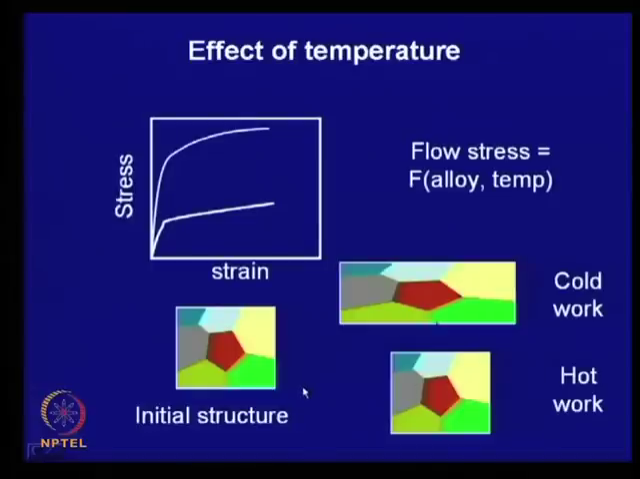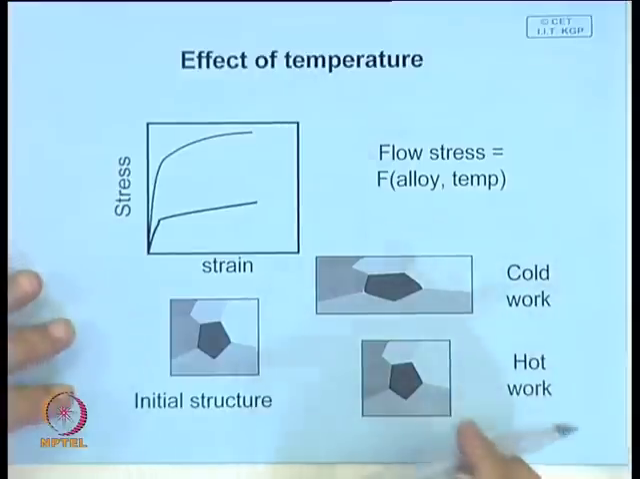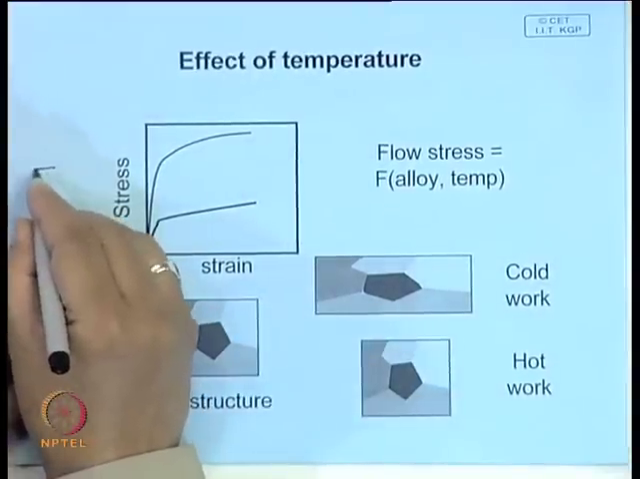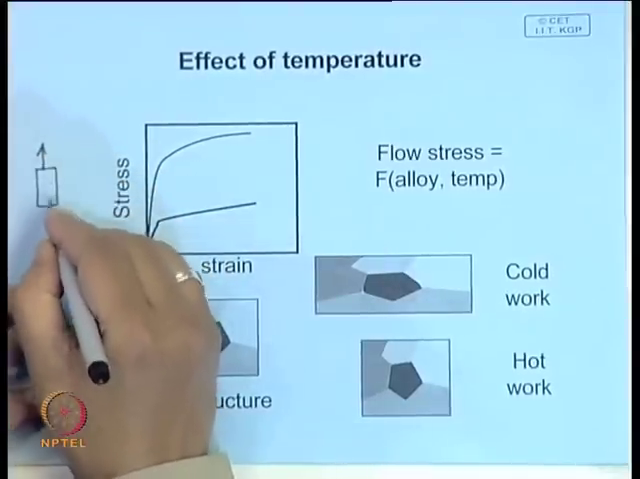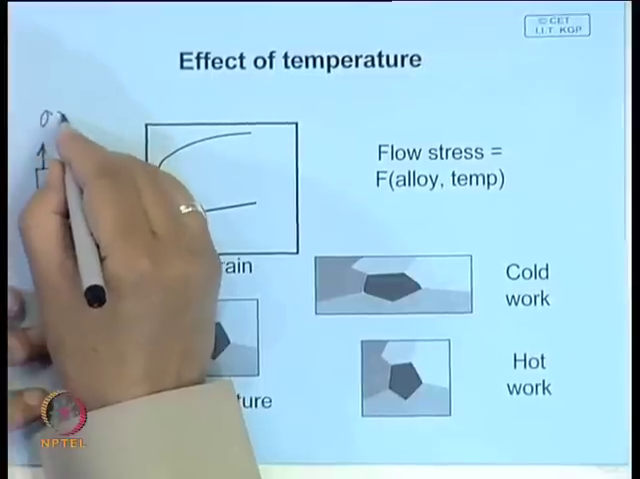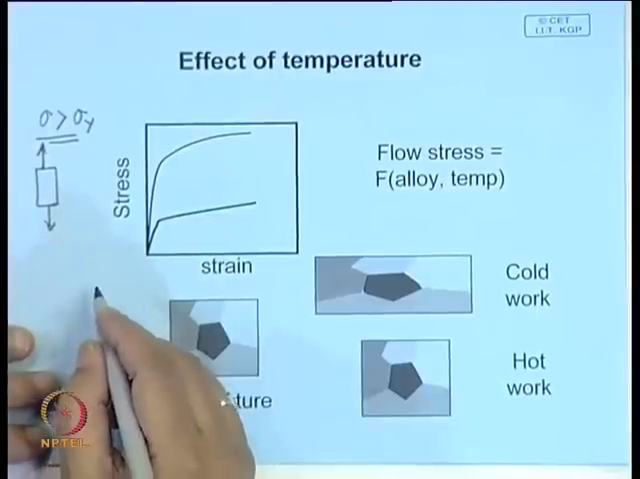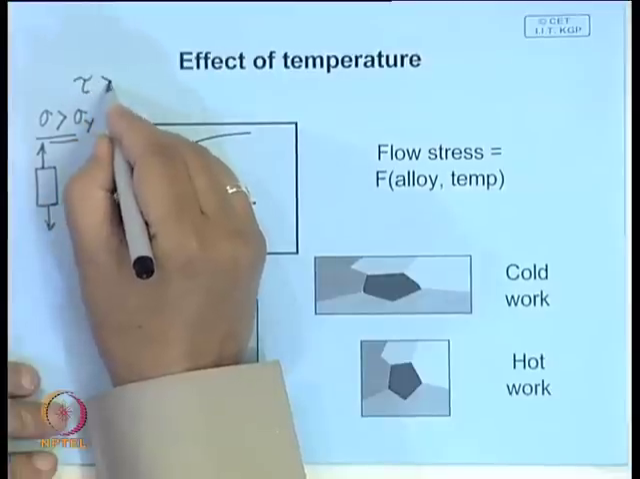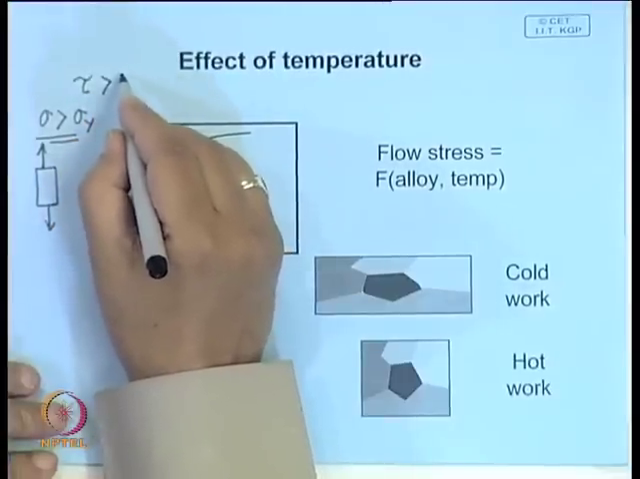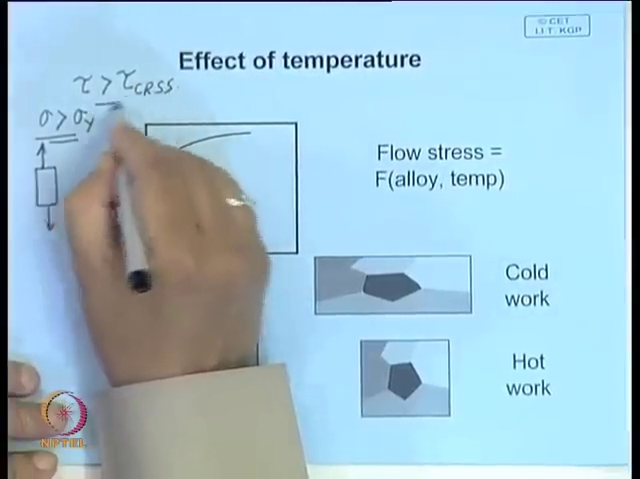Now let us see why a material deforms. We have talked about it earlier in detail, and we have seen that when you apply stress to any metal, whether it is tension or compression, after the stress exceeds a critical stress called yield stress, the material deforms. In case of single crystal, the deformation takes place when the shear stress on a particular slip plane is greater than critical resolved shear stress.